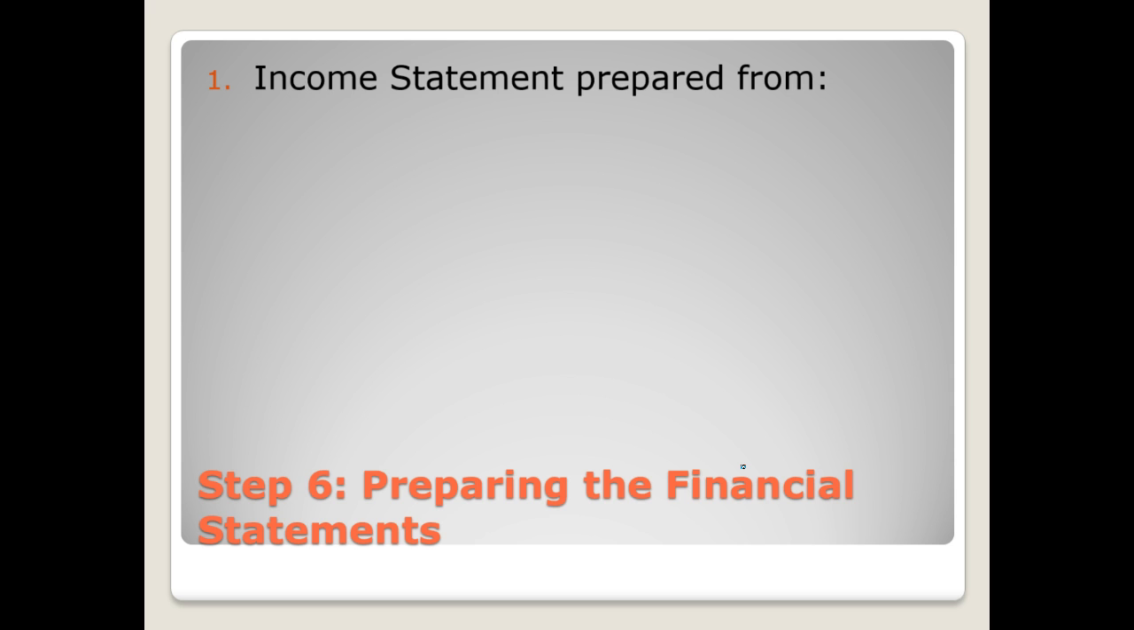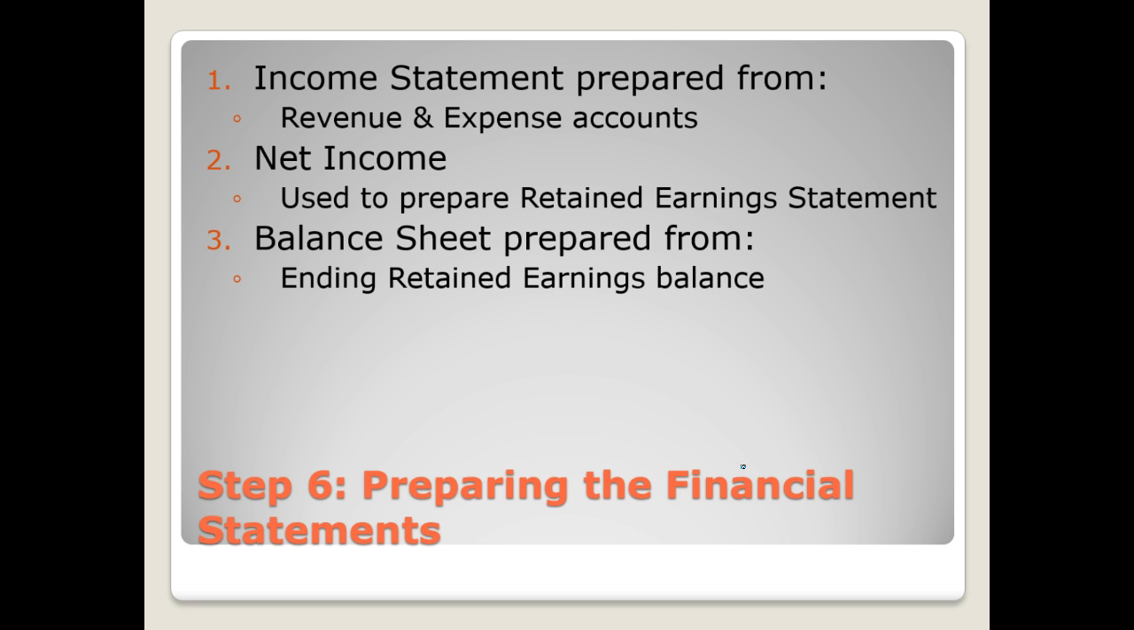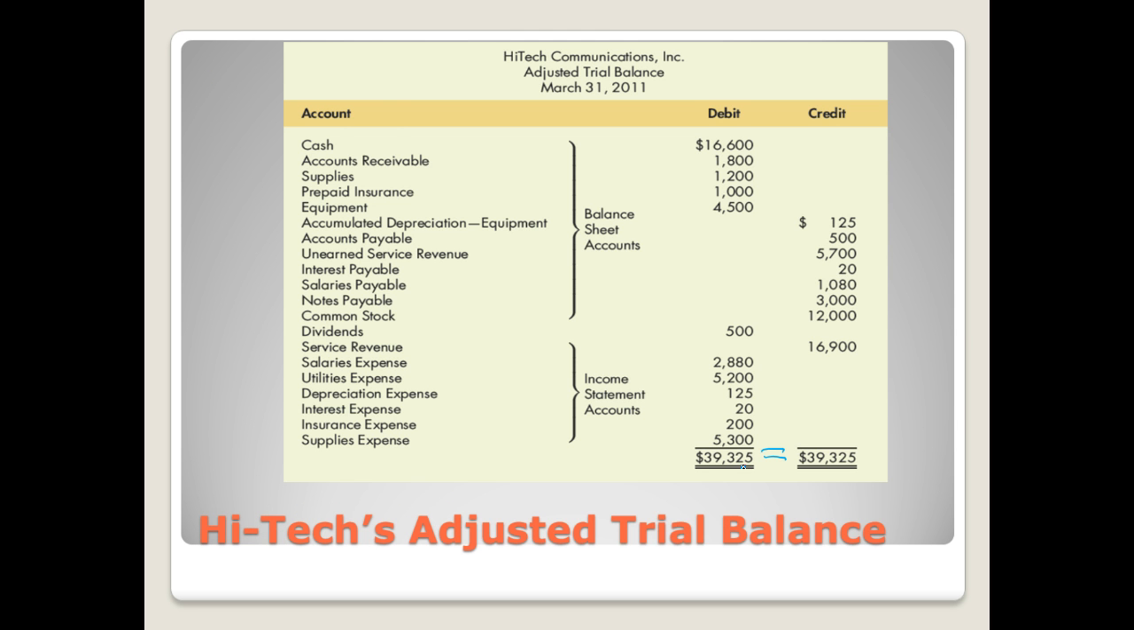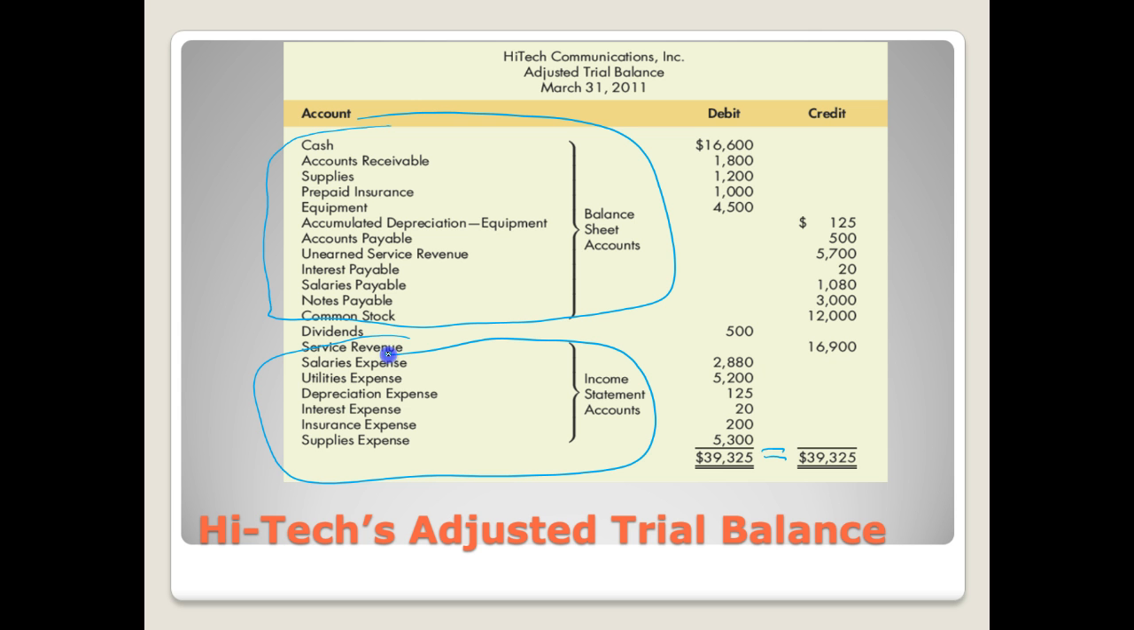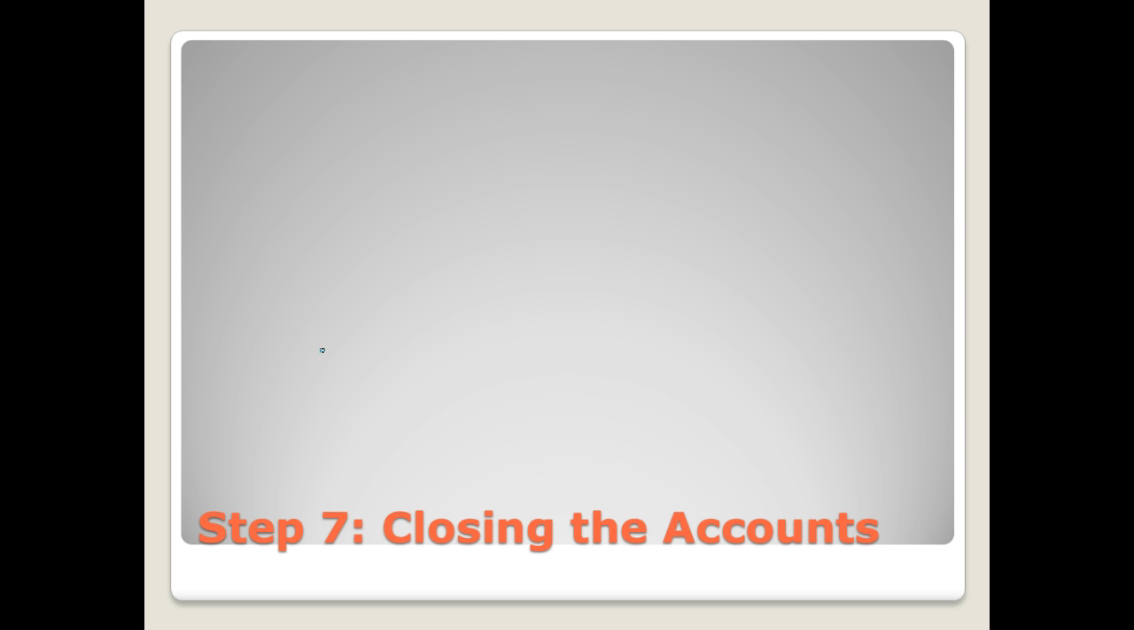The income statement would be prepared from all of the revenue and expense accounts. Net income at the bottom of the income statement would be used to prepare the retained earnings statement. And the balance sheet would be prepared from the ending retained earnings balance as well as all of the asset and liability accounts. Now, just to show you on the trial balance, all of these would be the balance sheet accounts and all of these would be the income statement accounts. If all of that worked out, we would be ready to close the accounts.